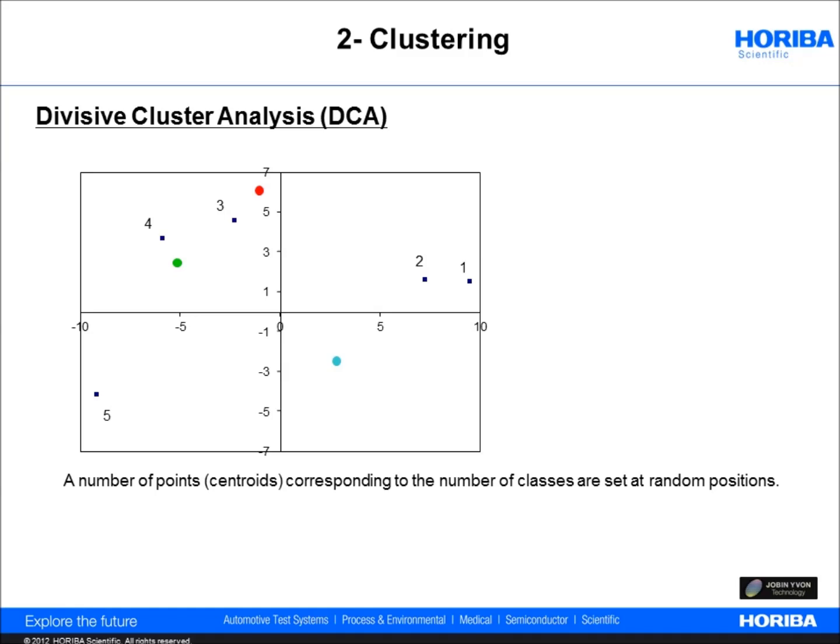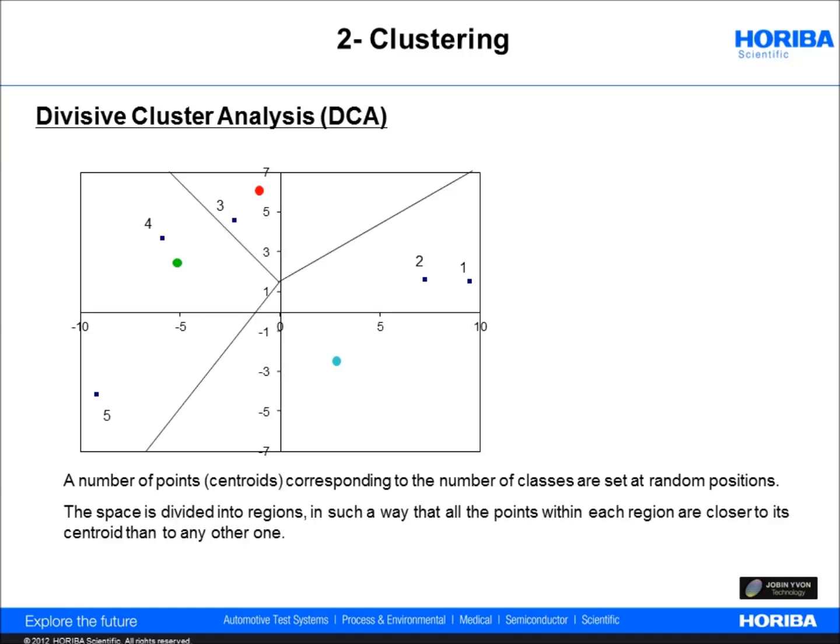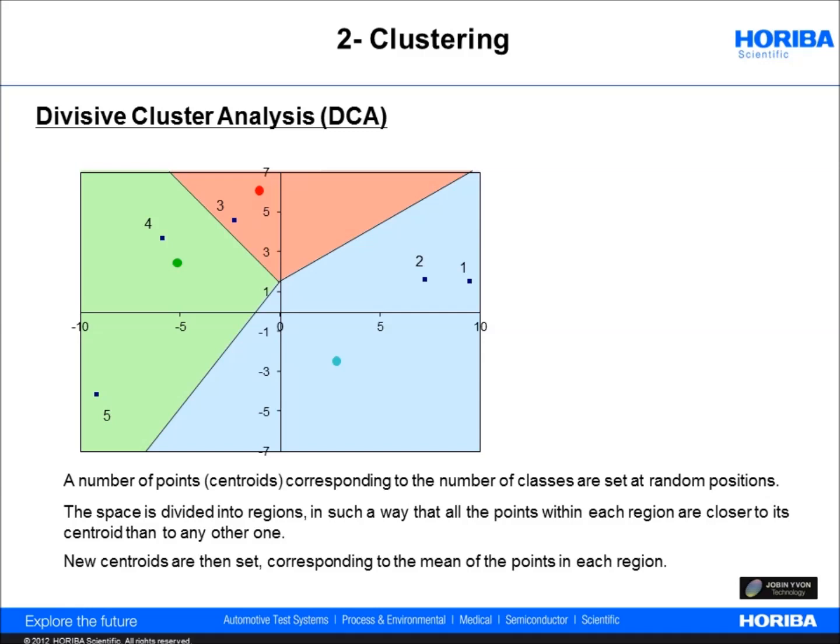Each point is then going to be the center, or centroid, of a given region, defined in such a way that all the points within that region are closer to its centroid than to the centroid of any of the other regions. As a result, spectra 1 and 2 are in the blue region, spectrum 3 in the red one, and spectra 4 and 5 in the green one. During the next step, the centroids will move to become the mean of the new points included in each region.